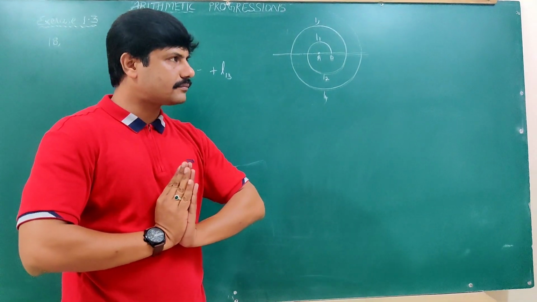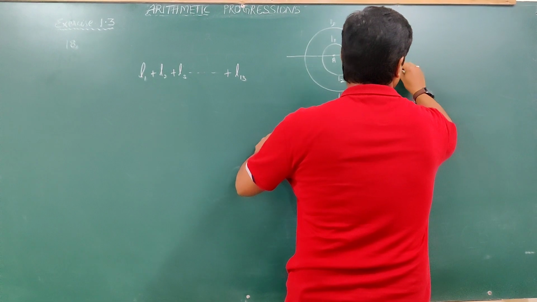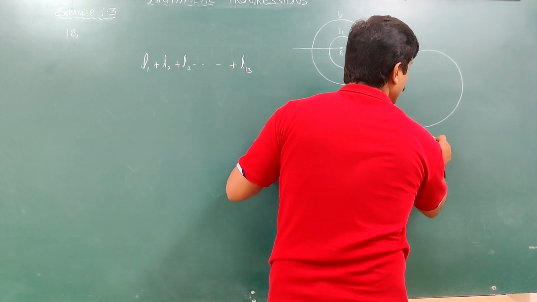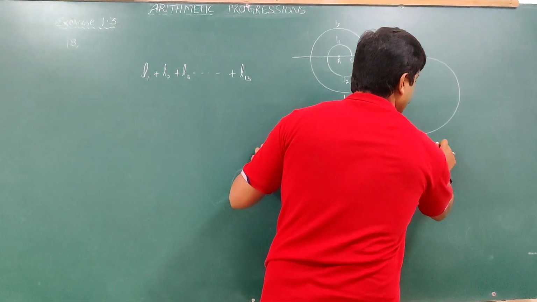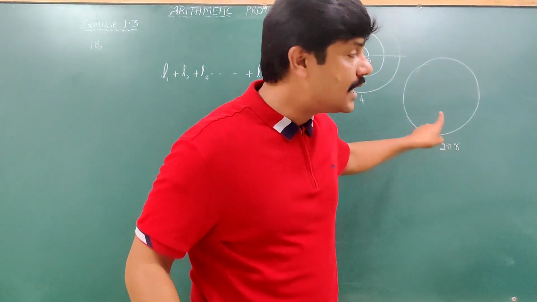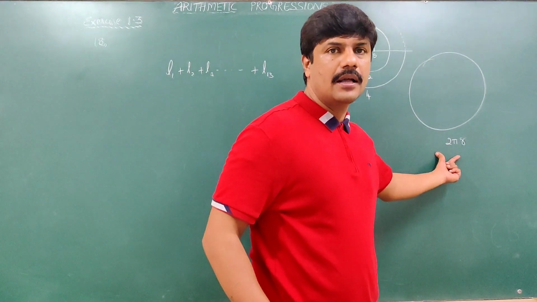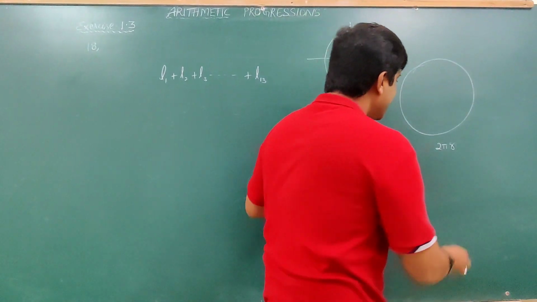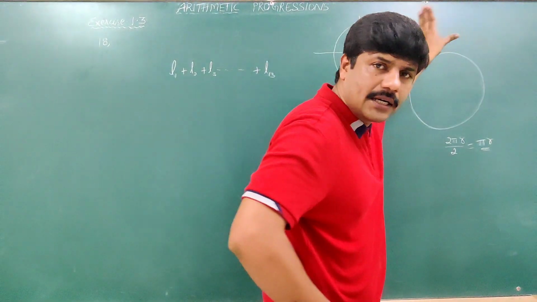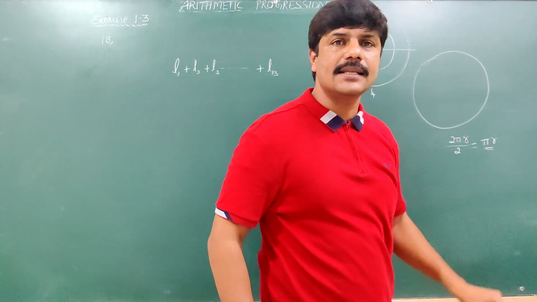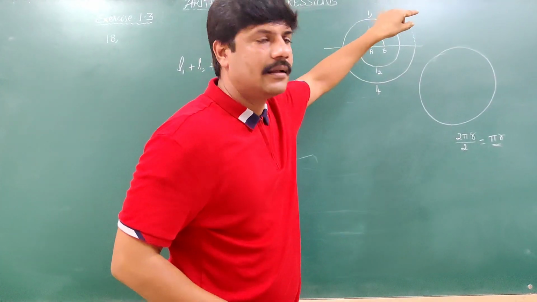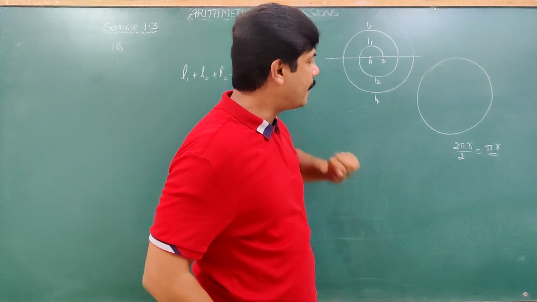Now you know the circumference of a circle is 2 pi r. Then what is the length of a semicircle, that is, divided by 2? It becomes pi r. 2 pi r is the circumference of one complete circle, and pi r is the length of the arc of this semicircle. Okay. Now what is the condition?